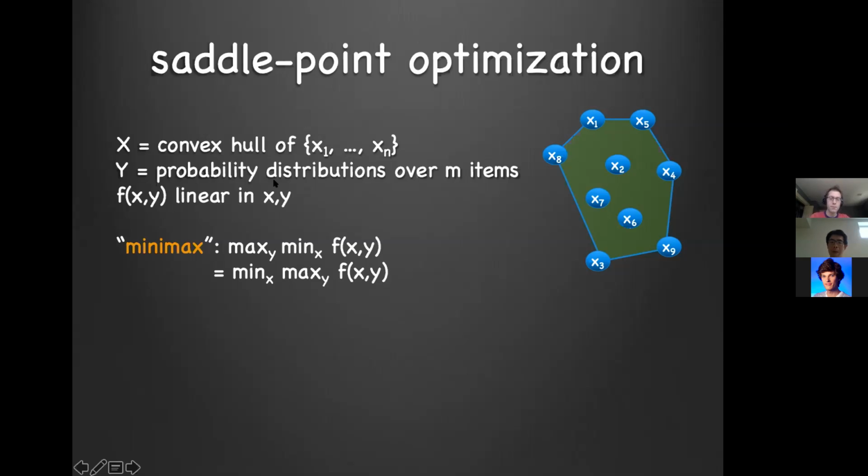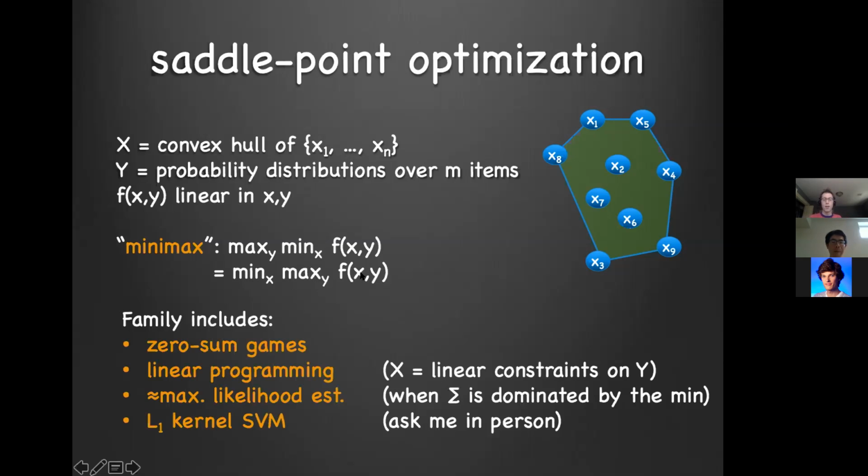And von Neumann's minimax theorem applies here. We can exchange the order of the min and the max because of these conditions I've set. We could also write this as the minimum over x of the maximum over y of f of xy. So this is a general family of optimization problems. It's called saddle point optimization or minimax optimization. It includes zero-sum games.